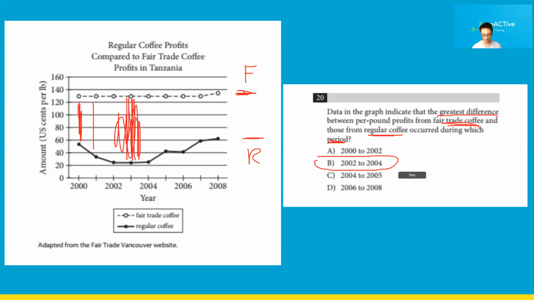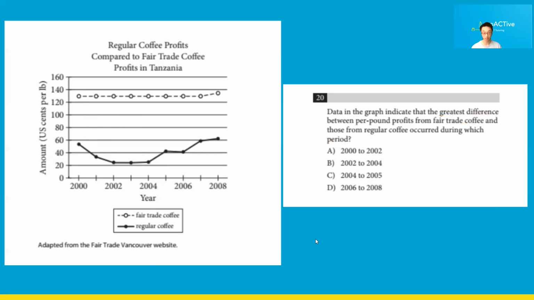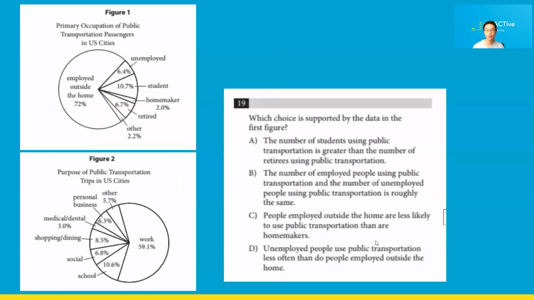The greatest difference between profits from fair trade coffee up here and regular coffee down here occurs between 2002 and 2004, where the lines are the greatest distance apart from each other. Great job, guys. Let's try another one. Similar to before, take some time to pause the video and answer this question, and I'll review it with you guys in a bit.